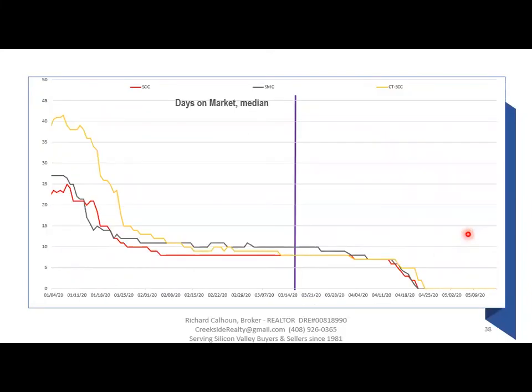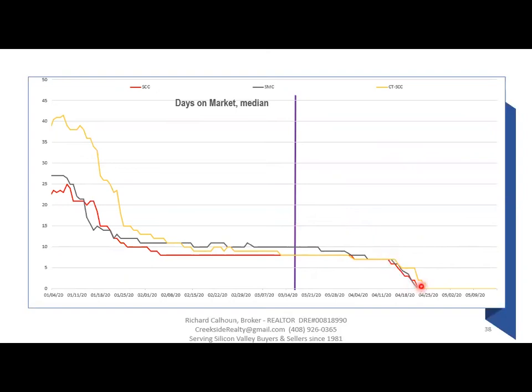Median days on market, pretty meaningless data. Shelter in place was announced. I don't know when the MLS froze the data, probably right about here. And maybe it took them longer to actually implement it, but here it's just ratcheting down. So I would say actual implementation probably occurred here.